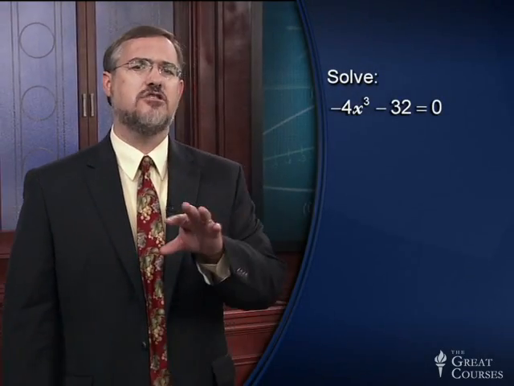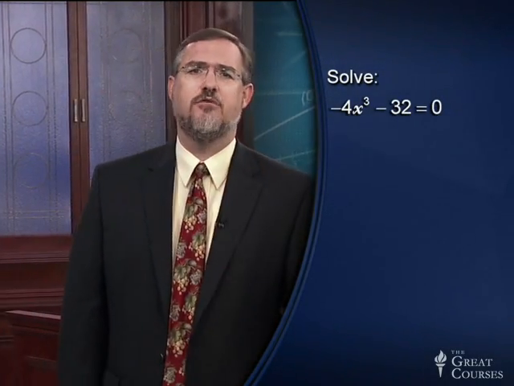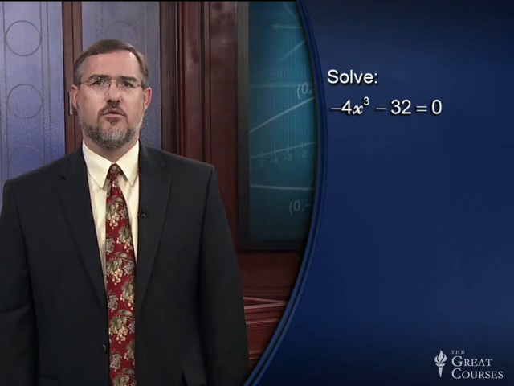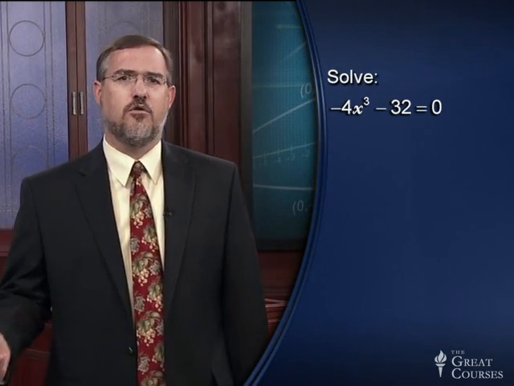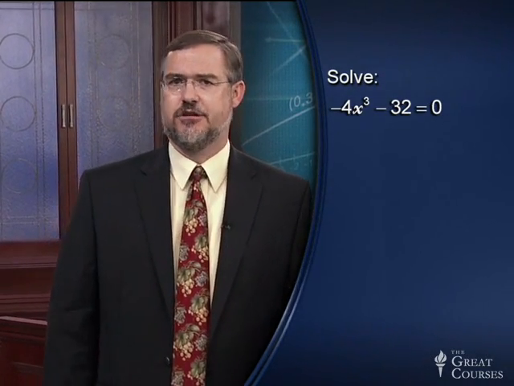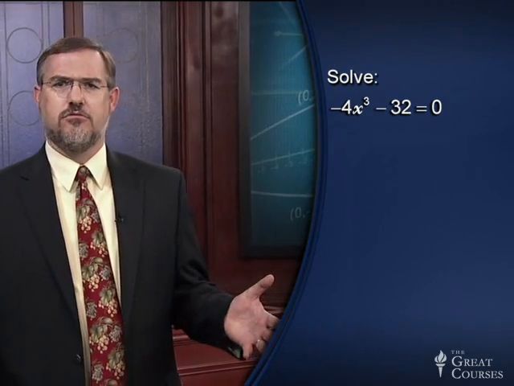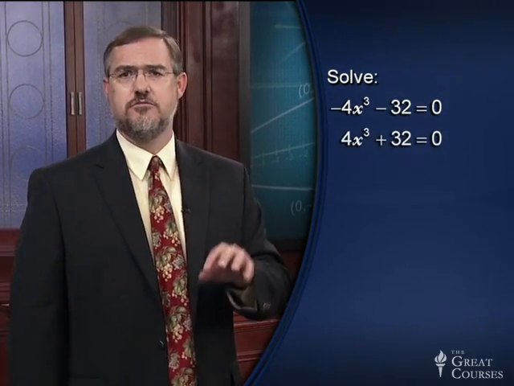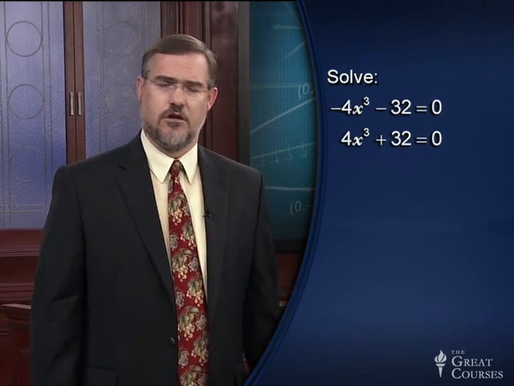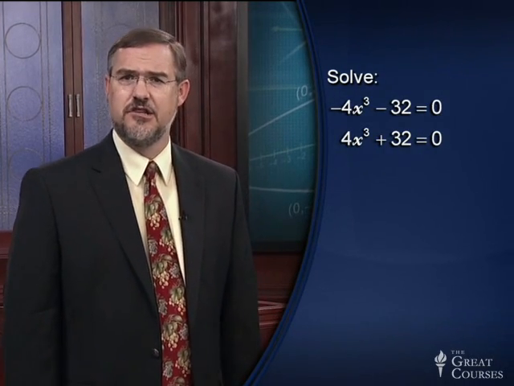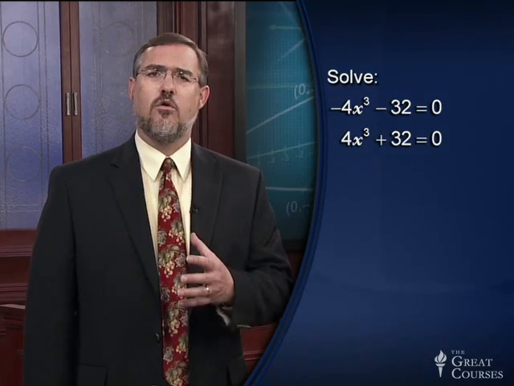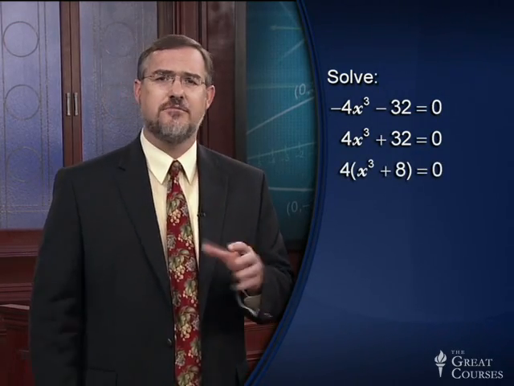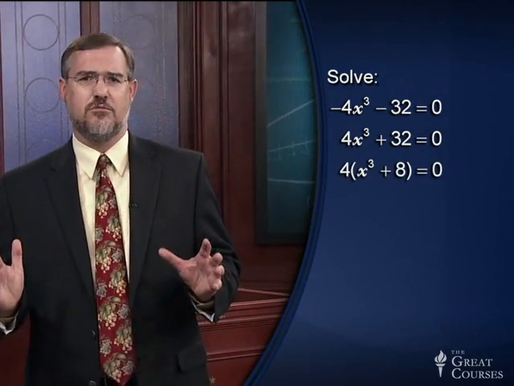Well, let's go back to the original equation, and let's see if we can find that 1 negative real root. We had negative 4x cubed minus 32 equals 0. If we just multiply through on both sides by a negative 1, that's the same as 4x cubed plus 32 equals 0. Of course, a negative times 0 is still 0. Factoring out the 4 that's common, you'll have 4 times the quantity x cubed plus 8 equals 0.